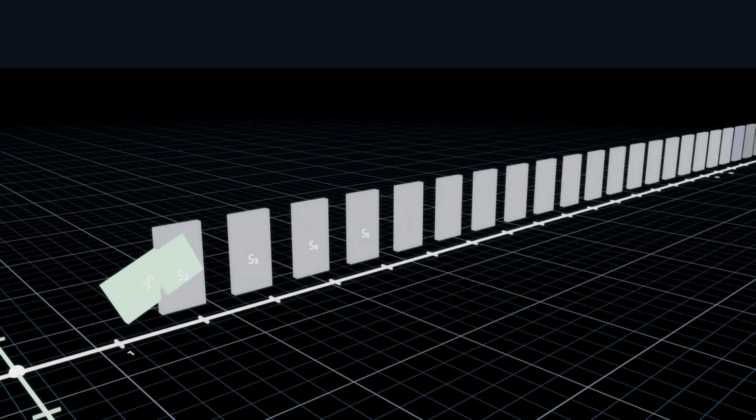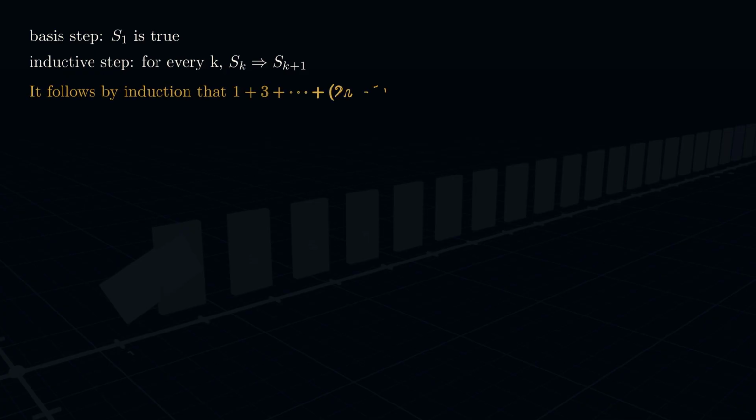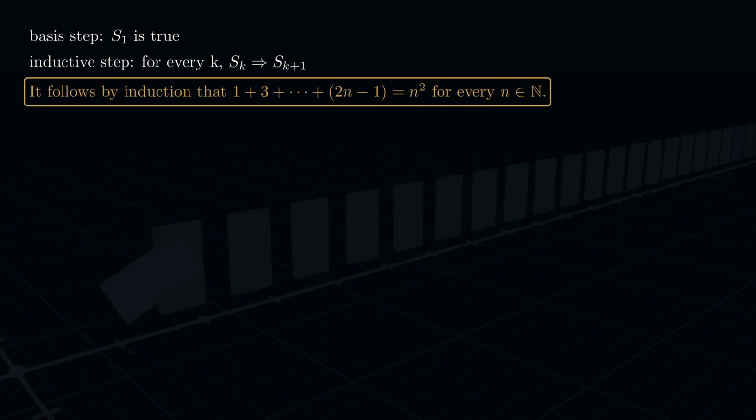Now conclude and say the words, because the conclusion is a step and not a formality. The basis step showed that S(1) is true. The inductive step showed that for every k, S(k) implies S(k plus 1). It follows by mathematical induction that S(n) is true for every natural number n. The sum of the first n odd numbers is n squared.